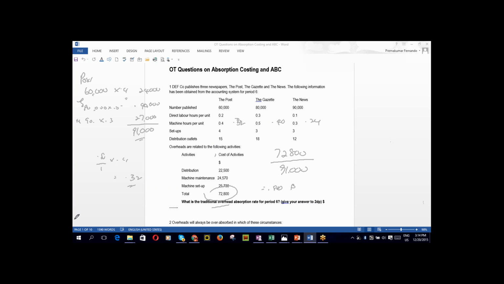We are not being given the other information. If they had given it, we could even calculate the total cost, if they told us the number published and all that. What I want you to understand in this question is that there is a lot of information which is not relevant. There was no need for us to take the direct labor hours, the setup, or the distribution outlets. So this is your cleverness. Just because the examiner has given all the information, don't assume that you need to use all of it. You must be able to select, spot, and use the right information.